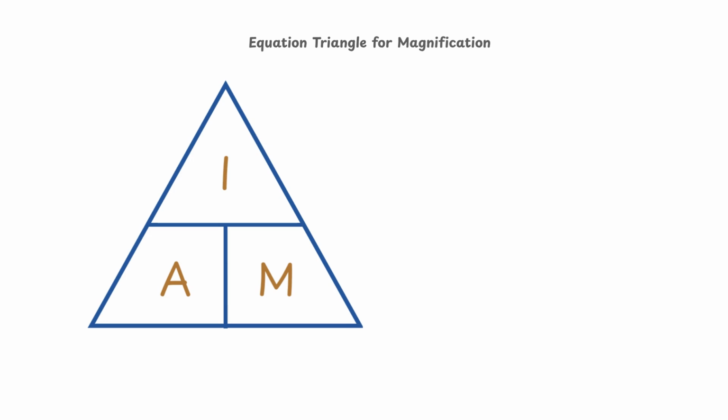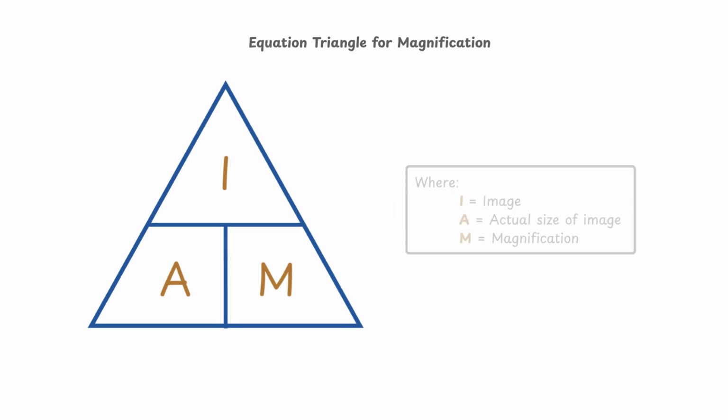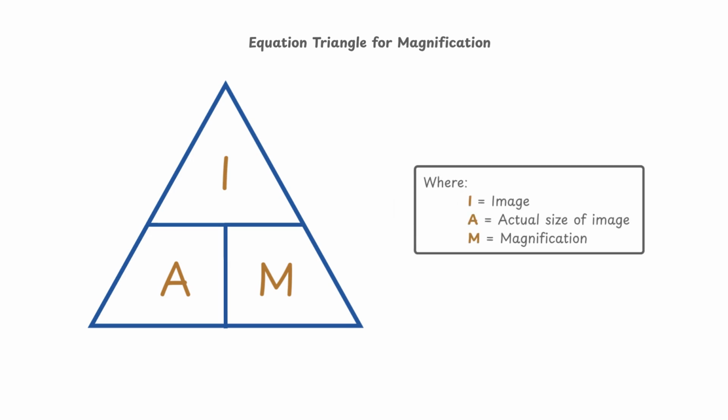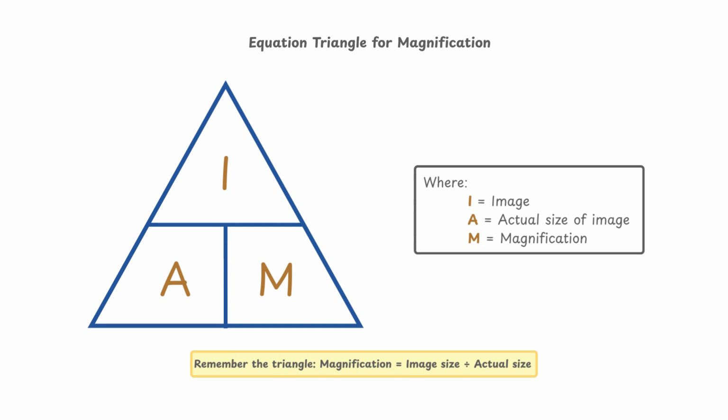Here we have the equation triangle for magnification. As you can see, the triangle is divided into 3 sections. The top section represents I for image size. The bottom left section represents A for the actual size of the image, and the bottom right section represents M for magnification.